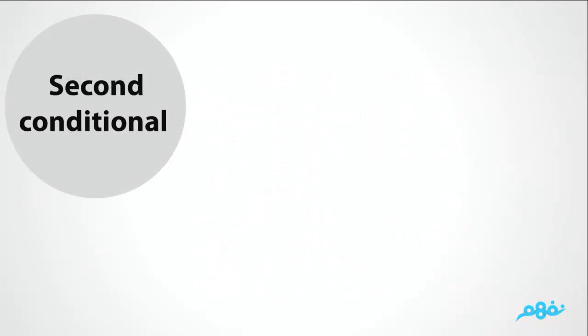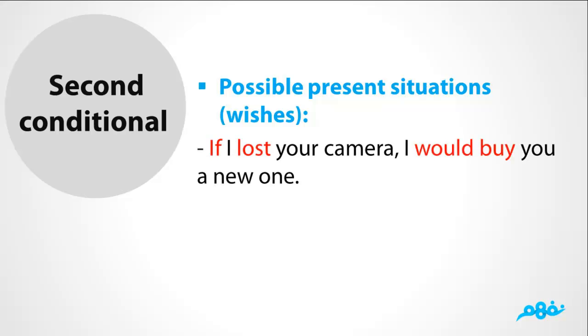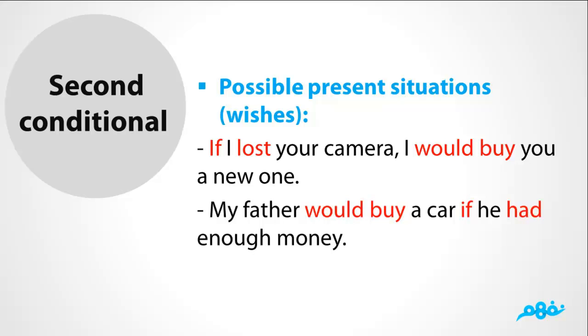The second conditional. Second conditional is used to express possible present situations or wishes. If I lost your camera, I would buy you a new one. My father would buy a car if he had enough money.